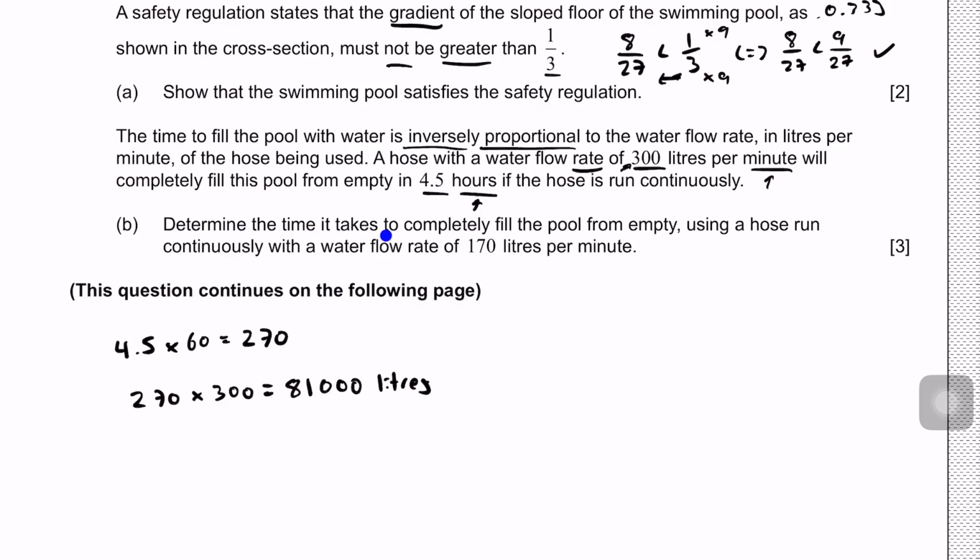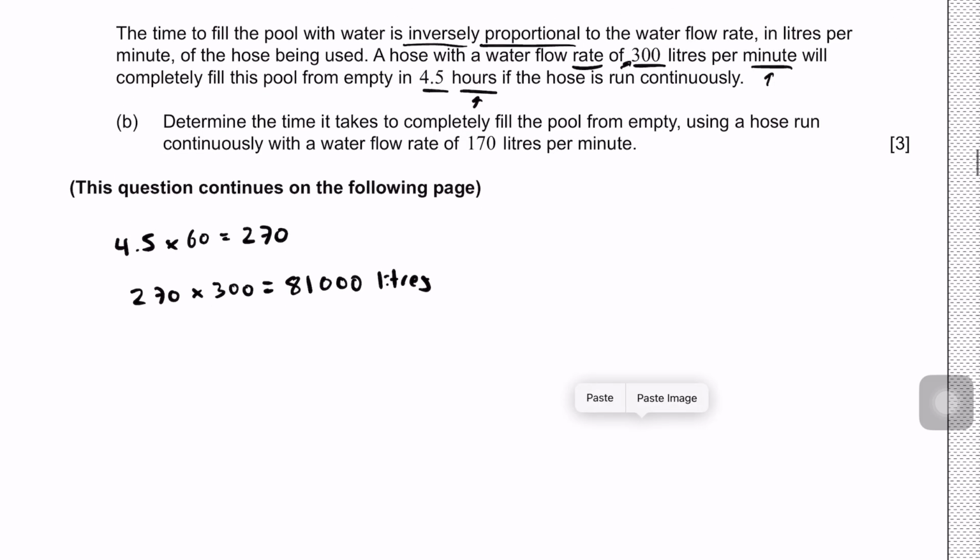And so if we want to determine the time it takes to completely fill the pool from empty using a hose that has a flow rate of 170 liters per minute, well, we know how big this pool is. It's 81,000 liters. And we know the rate at which we can fill this pool with a smaller hose, 170 liters per minute. In this case, we've got an equation. So 170 liters per minute, we need to fill a total of 81,000. How many minutes fit into this large volume?